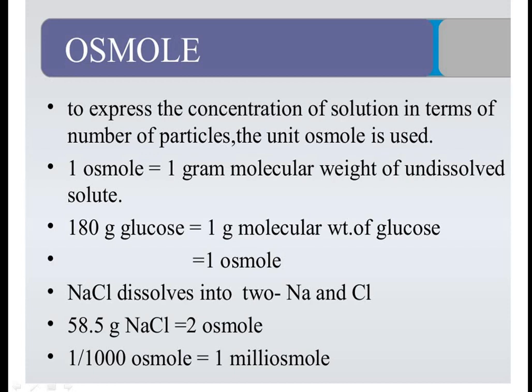But if we dissolve NaCl in water, it dissociates into 2 ions, sodium and chloride. So 1 mole of NaCl, 58.5 grams, will be equal to 2 osmoles and not 1, because it has 2 osmotically active particles. And when we say milliosmole, we mean 1/1000 of an osmole. Because we'll be dealing with smaller values, we'll be talking mostly of milliosmoles.